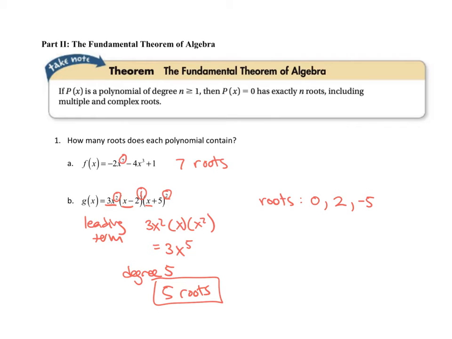So if we listed the ones with multiplicity 2 twice, we would have 0 twice, 2 only once, and negative 5 twice. So this polynomial actually has 5 real roots.